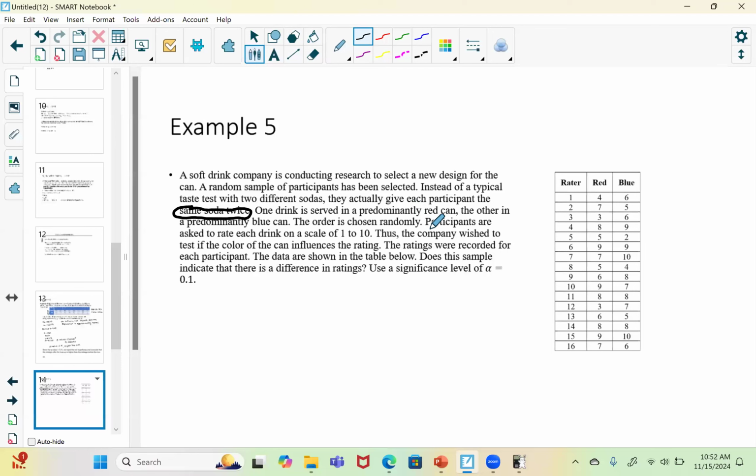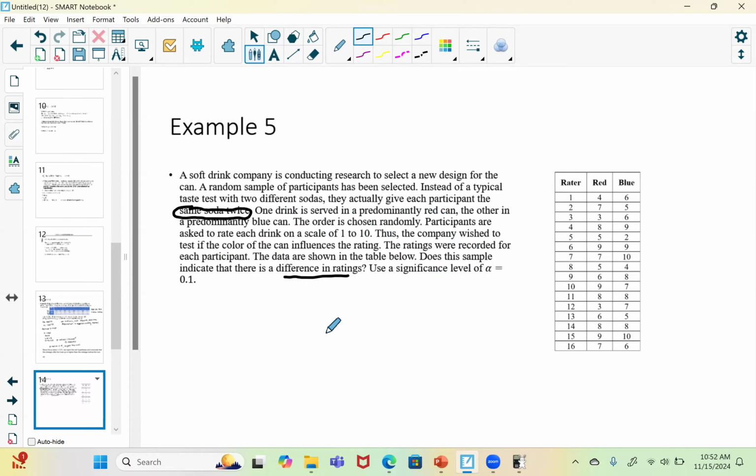One drink is served in a red can, the other drink is served in a blue can. The order is chosen randomly. Participants are asked to rate each drink on a scale from 1 to 10. Thus, the company wished to test if the color of the can influences the rating. The ratings were recorded for each participant, and the data are shown in the table below. Does this symbol indicate there's a difference in ratings? Use the significance level of alpha equals 0.1.